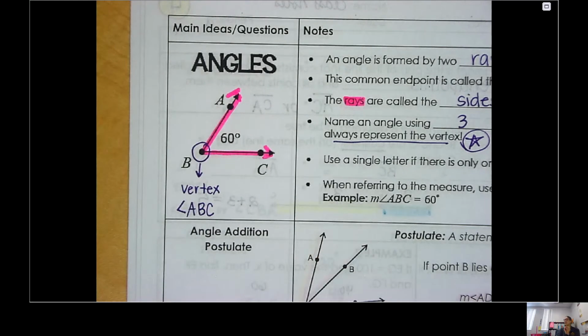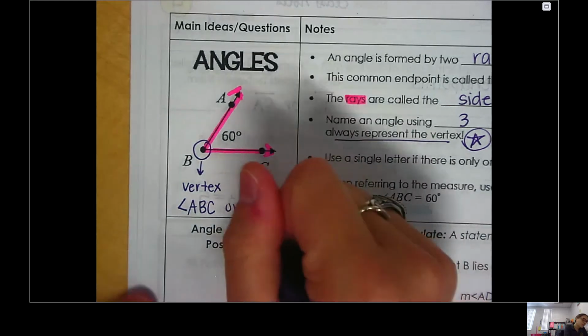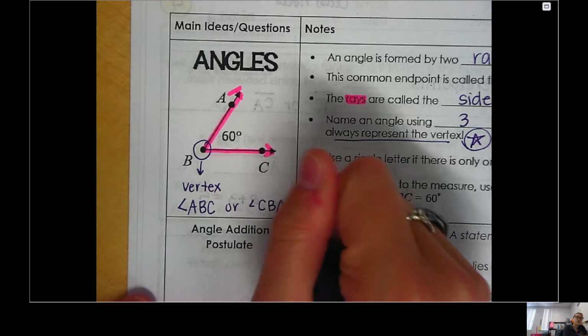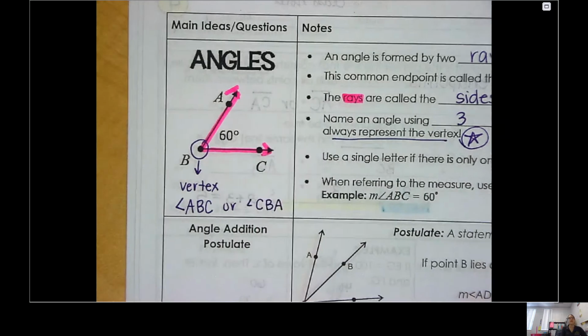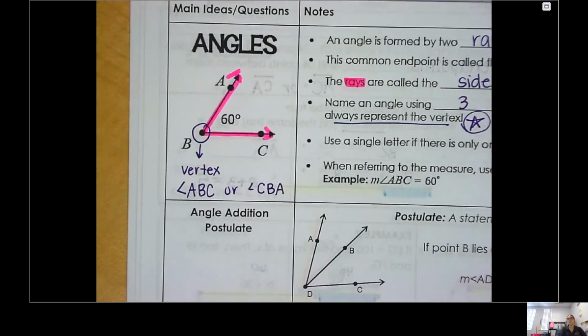What's another way I could name this angle? Ooh. CBA. The B has to be in the middle. Has to be in the middle. So you only have 2 choices for ways you could name this angle. The B has to be in the middle. So whatever your vertex, the point that they both come to, is the one in the middle.